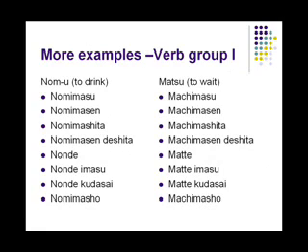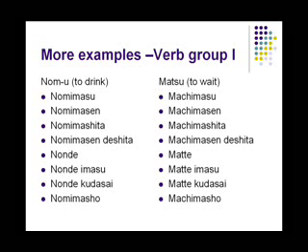Let us look at some more examples. Nomu means to drink. We substitute the verb ending u with i and append masu to get the masu form. Since the last two letters are modified, we have nonde as the te form. Thus we have nomimasu, nomimasen, nomimashita, nomimasen deshita, nondeimasu, nonde kudasai, and nomimasho as the conjugates.